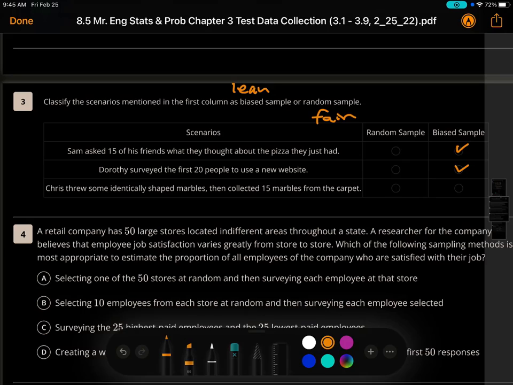Chris threw some identical shaped marbles, then collected 15 marbles from the carpet. Well, it is random and it's fair, so this one would be a random sample.